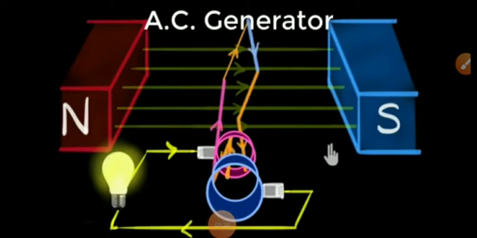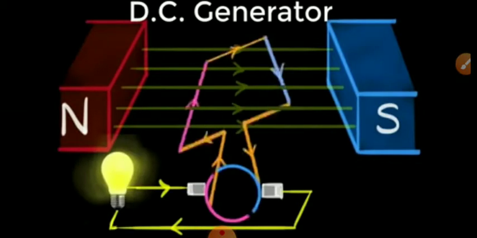Here you can see the AC generator. The structure I'll explain to you later. And one more generator is there, that is the DC generator. So both are there. Now let us start our explanation part.